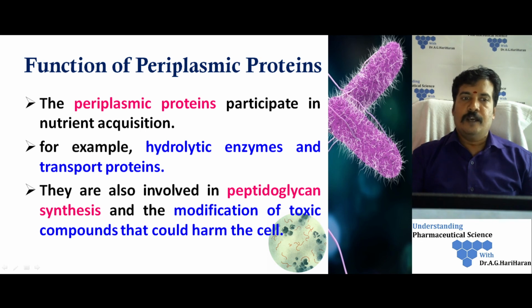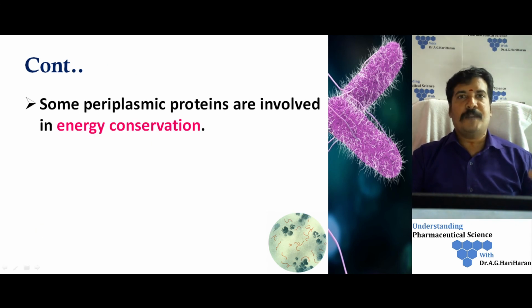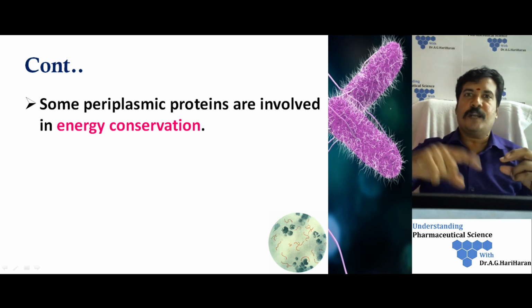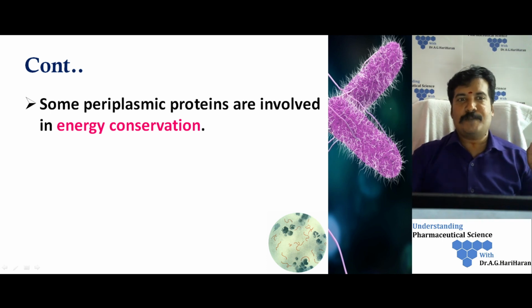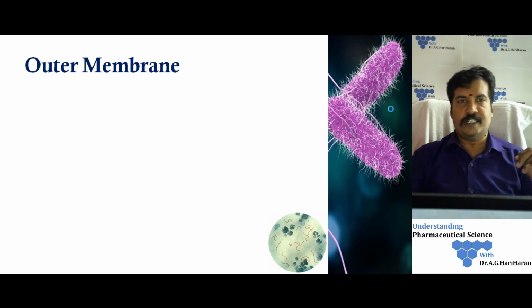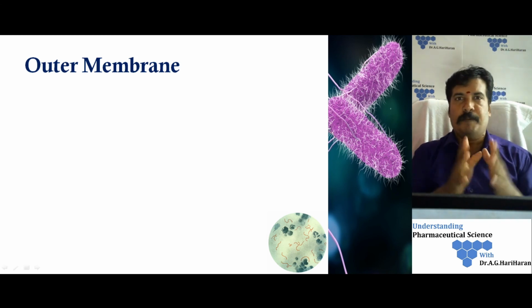So its modification can lead to toxicity to the cell, and can also harm the cell, right? Moreover, the periplasm carries more hydrogen ions. For locomotion, the proton pump is needed for the rotation of the flagella. So the periplasmic space works as an energy conservation part of the cell. For example, a denitrifying bacterium converts nitrates to nitrogen. So this is the second part, which is next to the peptidoglycan.